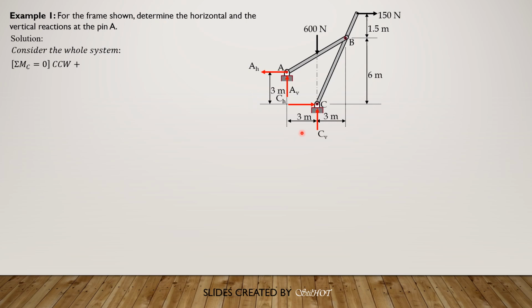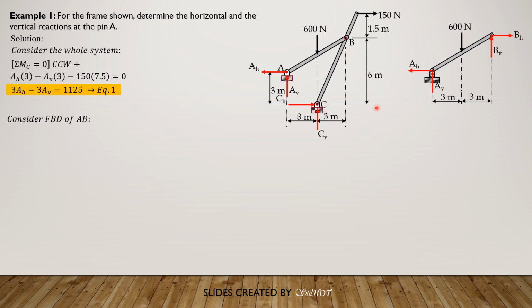So AH is counterclockwise. AH times 3 minus AV times 3, then minus 150 times 7.5 equals 0. Simplifying, 3AH minus 3AV equals 1,125. Call that equation 1. Then let's isolate member AB and draw the free body diagram. Then we sum up moments about B equals 0.